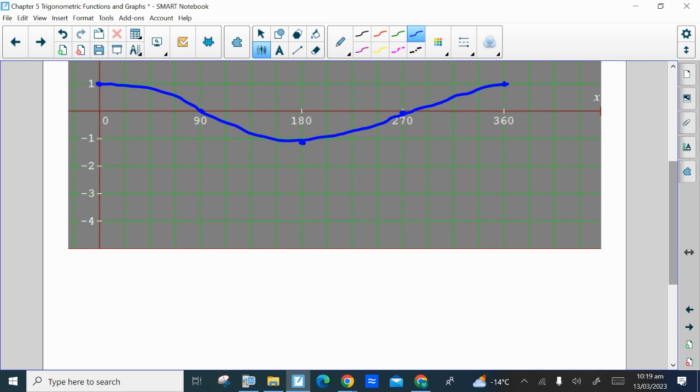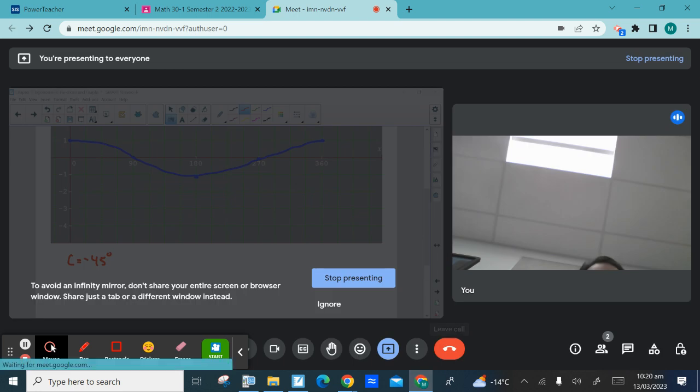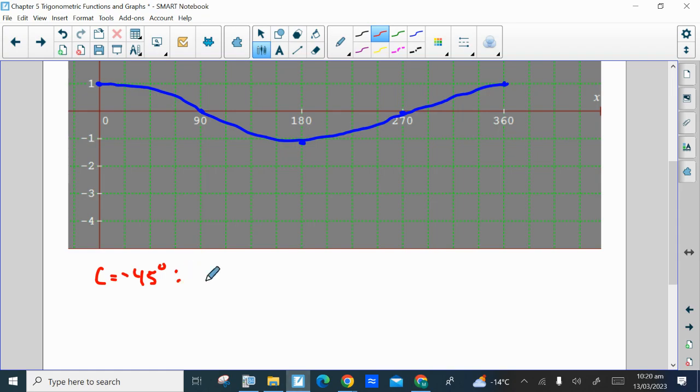And now we'll apply our transformations to that graph. So the x is replaced with x plus 45, which means that the graph is going to go to the left 45 degrees. Remember, your c value, your h value is the opposite of what it appears to be, because the general equation starts with x minus c. So here our c value is -45, which means we're going to have a phase shift of 45 degrees to the left.